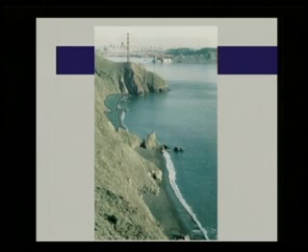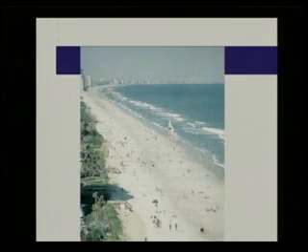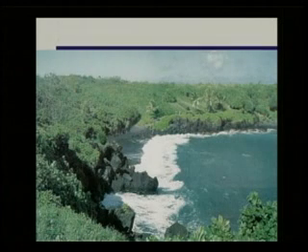Here we have a pocket beach. This is a discontinuous beach. Whereas a continuous beach is much, much larger. This is Myrtle Beach, South Carolina, and there is almost 100 kilometers of continuous beach. Now we think of beaches as those white quartzy sands, but this is a black basalt beach in Hawaii.